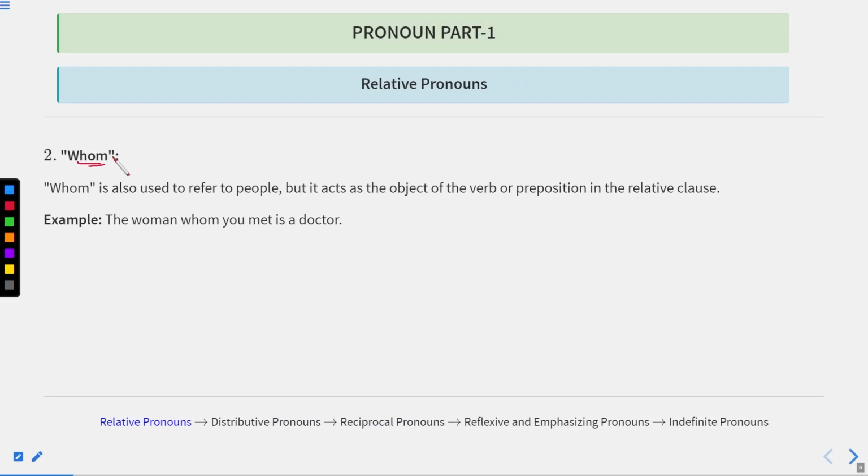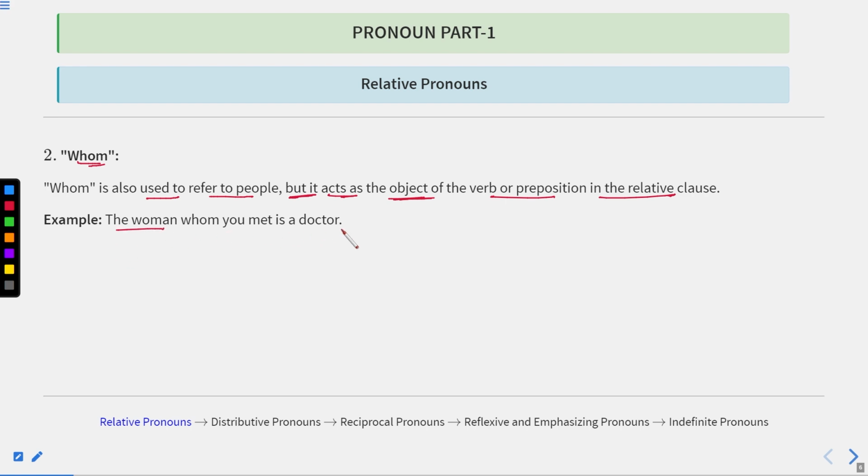Here we'll talk about another very important word, that is whom. And here I will definitely tell you the difference between the use of who and whom. Whom is also used to refer to people, but it acts as the object of the verb or preposition in a relative clause. So it acts as the object, not the subject.